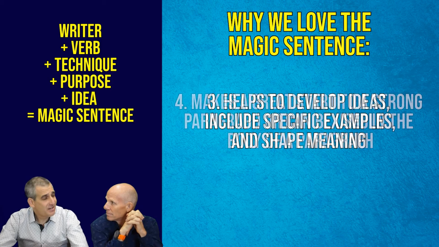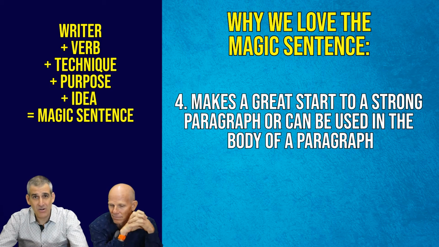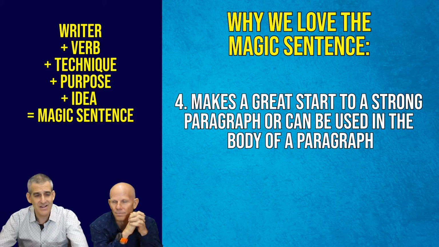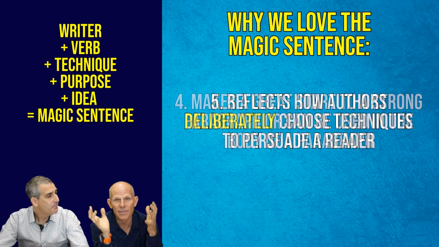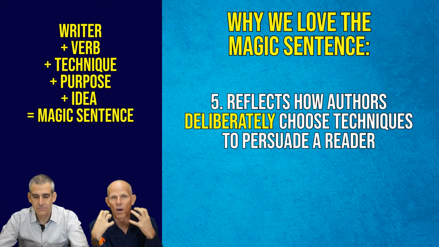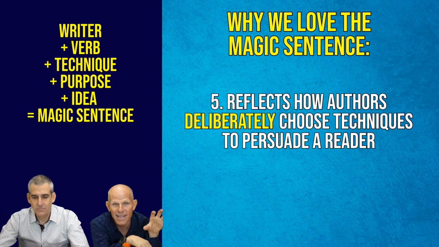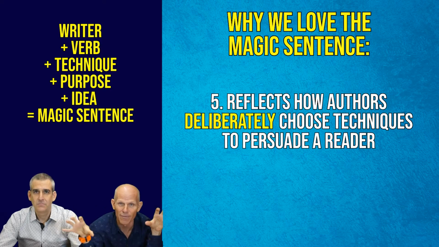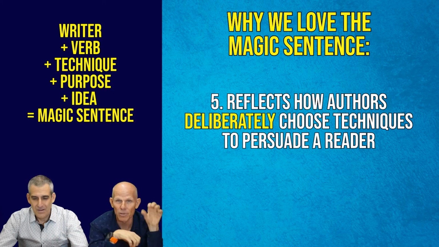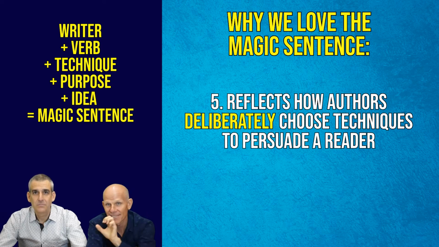I think the magic sentence, Mr. Giles, could be used at the beginning of a paragraph as a topic sentence, or it could be in the middle of one of your paragraphs where you're really highlighting that deep analysis. And at the end of the day, the magic sentence is really what this course is all about: how authors are making choices and trying to influence the reader through the text. So it's that link between the author, the text and the reader.